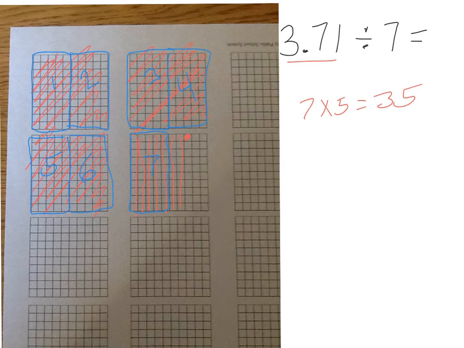So now when I look at 21 hundredths, how do I split that into 7 equal pieces? Well, I know that 7 times 3 equals 21. So I can then make 7 groups of 3 hundredths. I will do that now.